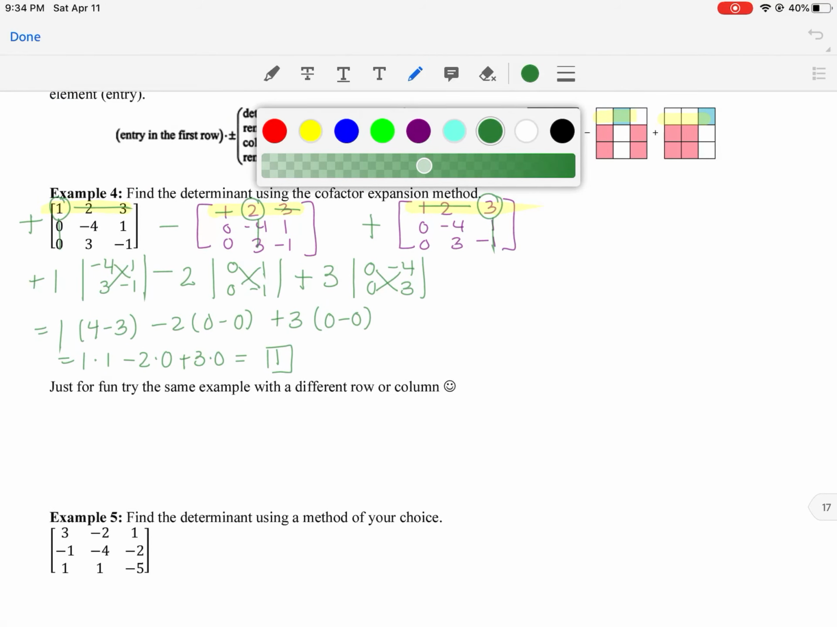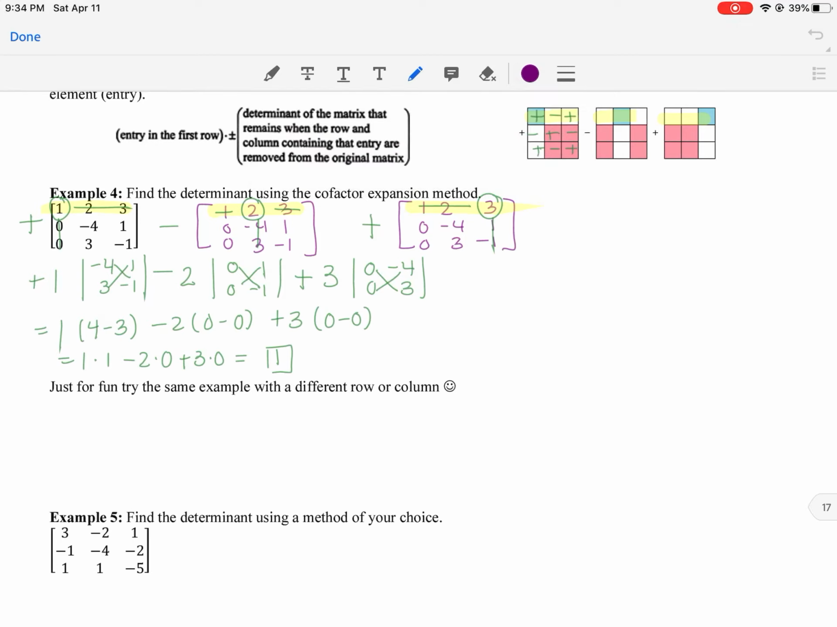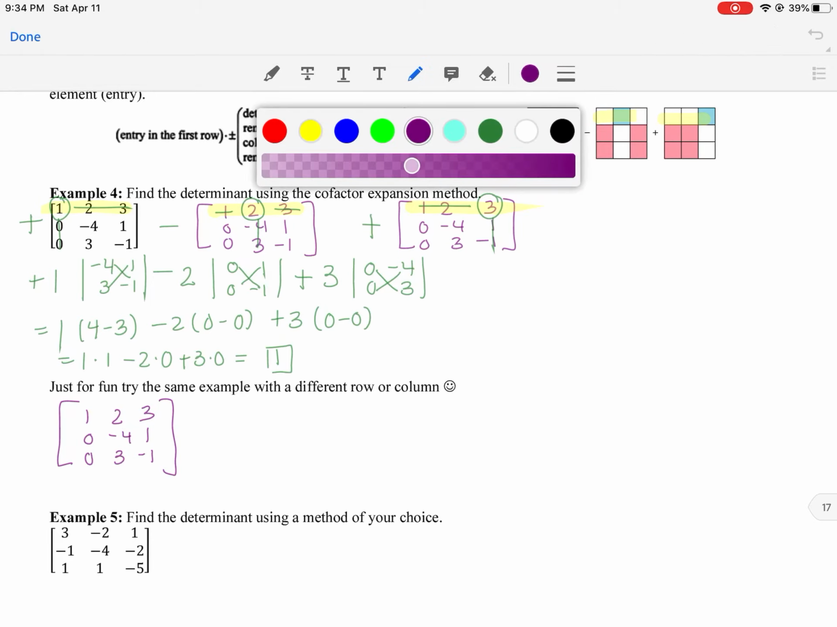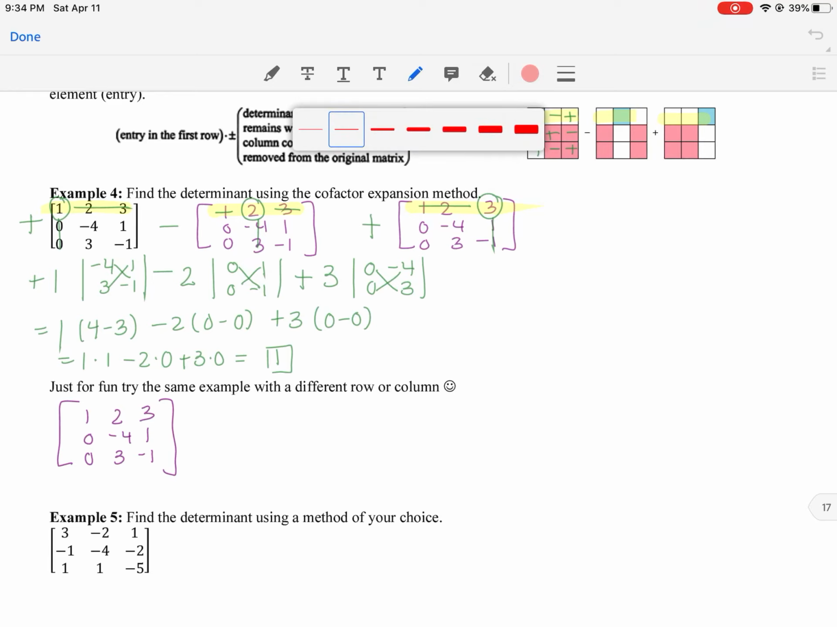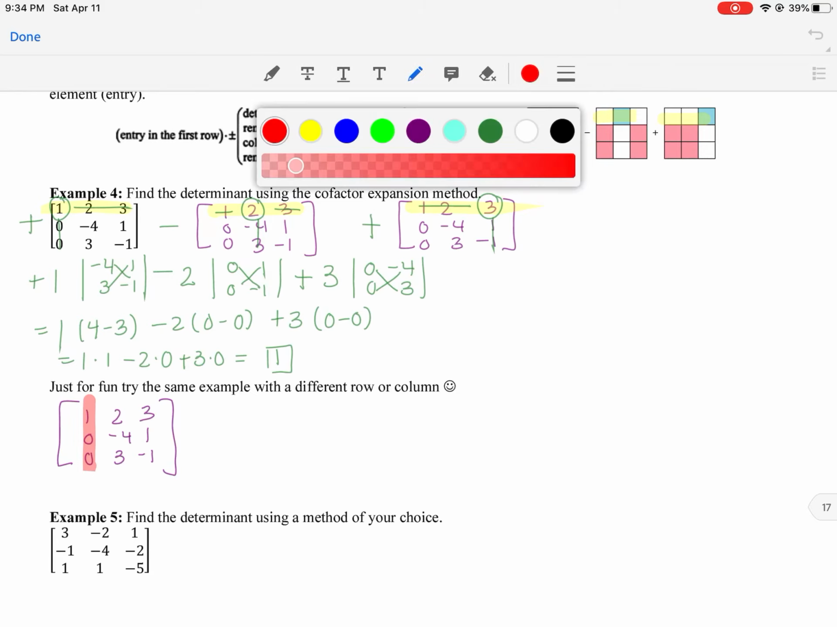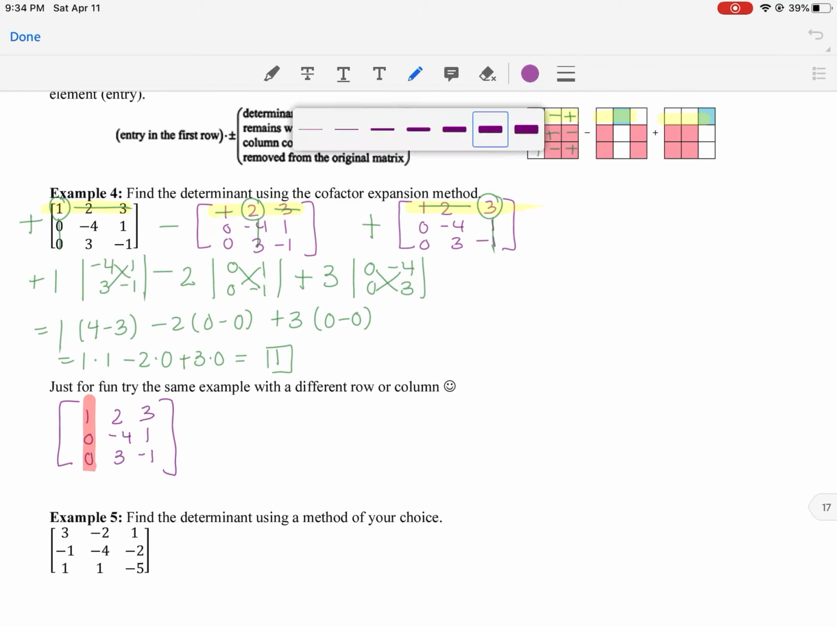Just for kicks, let's say I tried with a different column. So let's say I used, let's try now, actually let me write the matrix first. So let's say you write the matrix, and let's just try this second row for fun. So I still have 1, 2, 3, 0, negative 4, 1, 0, 3, negative 1. Actually, we'll do the first column, why not? Then you can kind of see a column and a row.